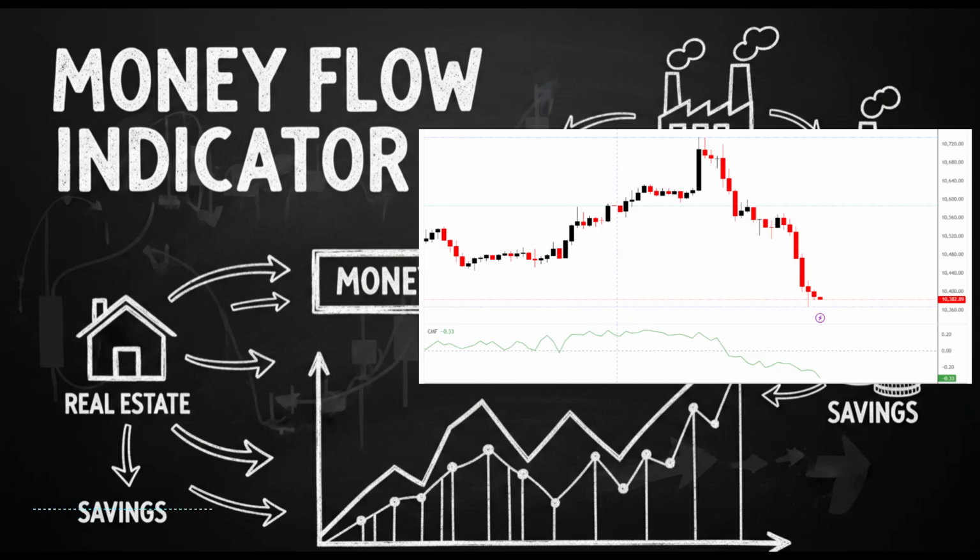Sellers had the upper hand. And it's intuitive too, right? Close right at the high. That gives you a perfect +1 for the multiplier. And close right at the low, a perfect -1. Anywhere in between is just a fraction, positive or negative. It's the first step in sizing up that daily battle.